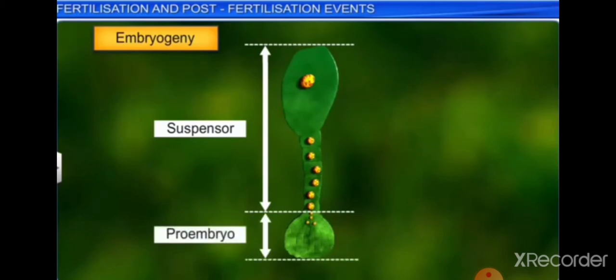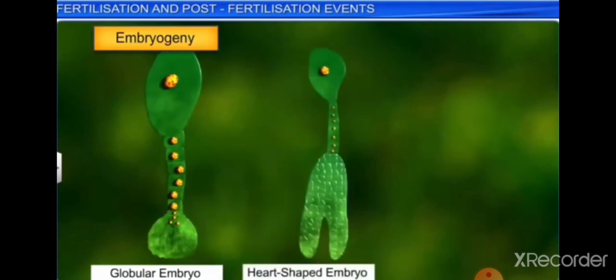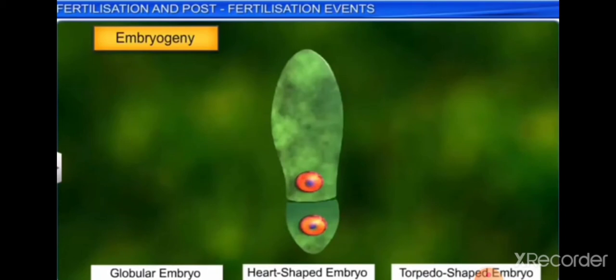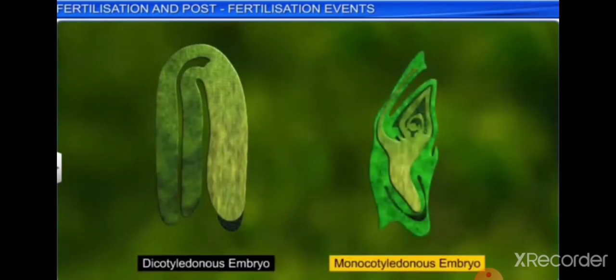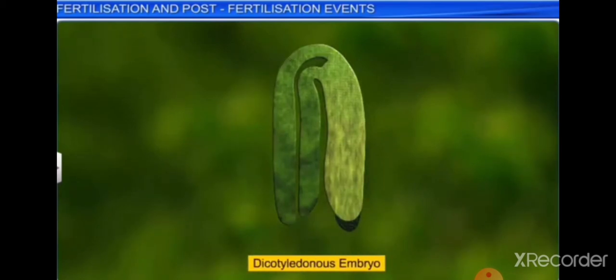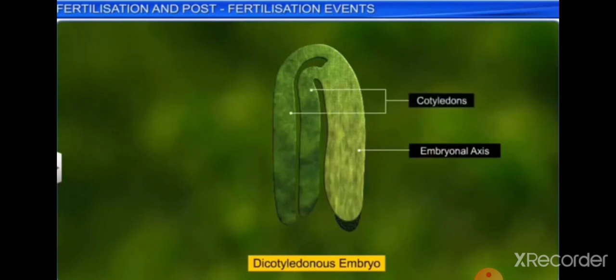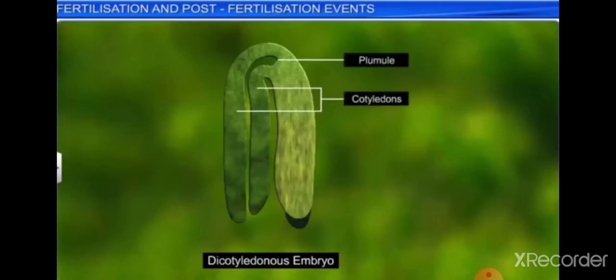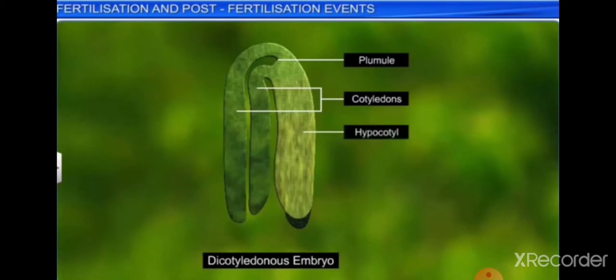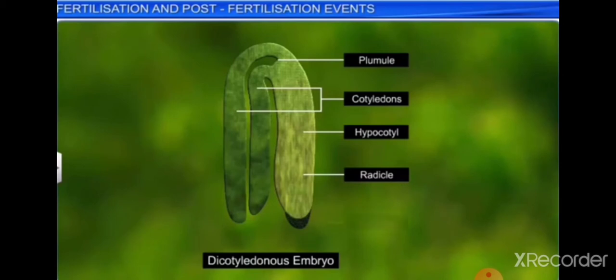The suspensor, now you can see. The terminal embryonal cell also undergoes divisions to form a group of cells known as the proembryo, which subsequently develops into globular, heart-shaped and torpedo-shaped mature embryo. The dicotyledonous embryo is different from the monocotyledonous embryo. In the dicotyledonous embryo, the embryonal axis has two cotyledons. The epicotyl is the portion of the embryonal axis above the level of the cotyledons, with a plumule at the top. Below the level of the cotyledons is a cylindrical portion called the hypocotyl that terminates at the radicle or root tip, which is covered in the root cap.